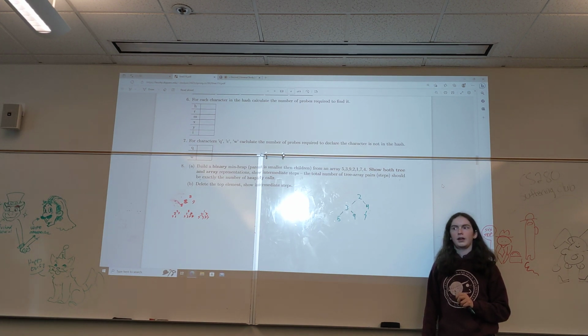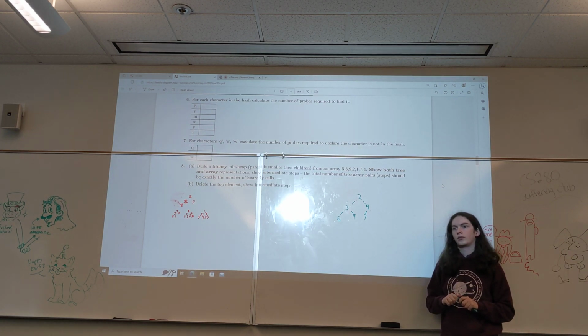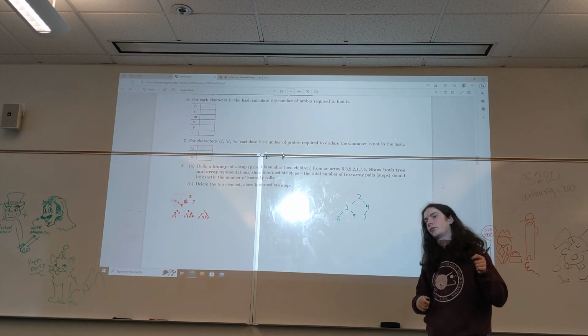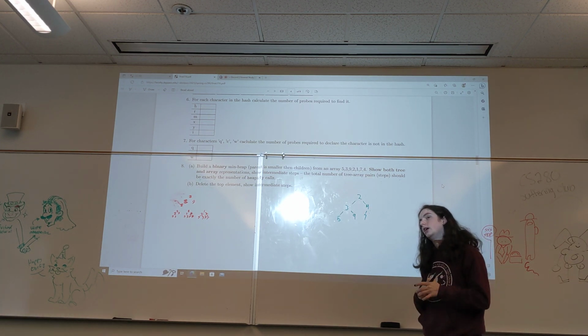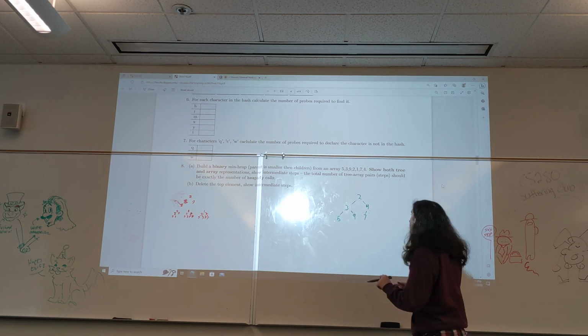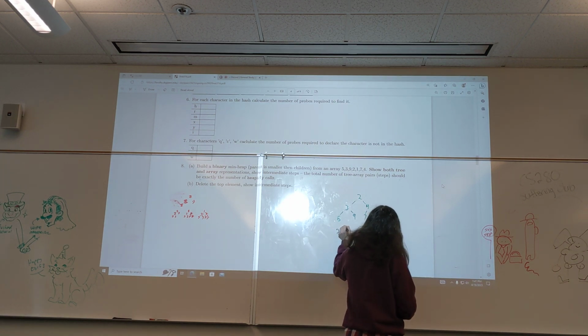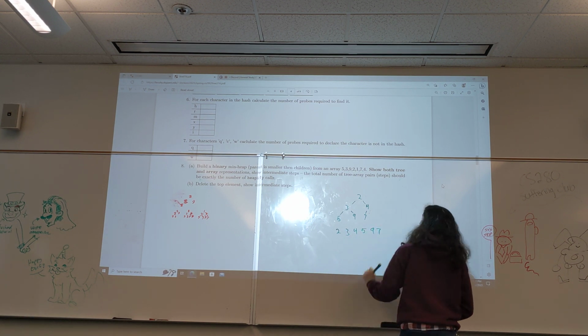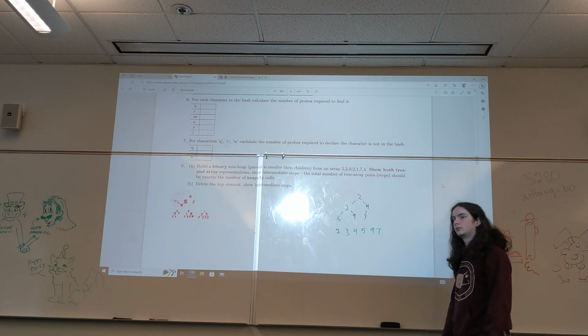And in linear representation, it's still log n. You want to see what the array looks like? So now it would be 2, 3, 4, 5, 9, 7. The array is just the tree in level order. Yep, exactly.